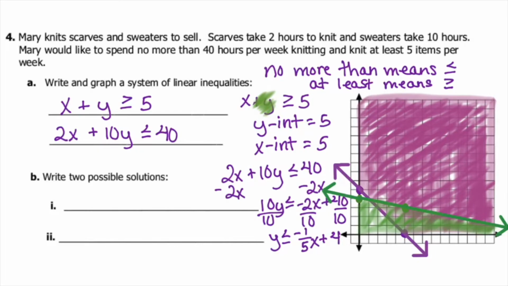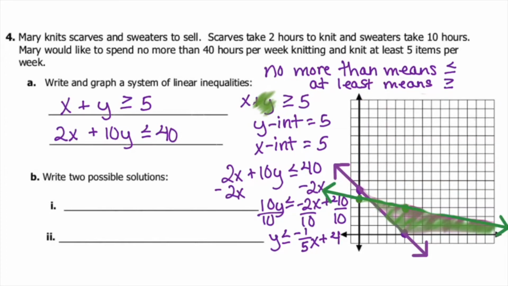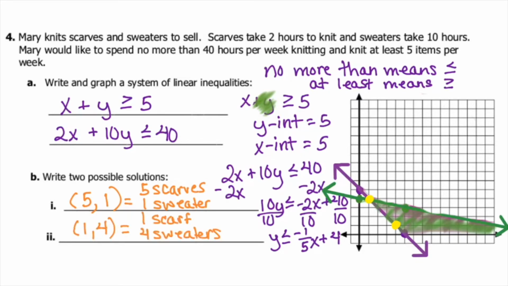You can see where the green and purple overlap, so I'm going to get rid of everything that is not green or purple so you can see where the double shaded area is. And then the next question says, what are 2 possible solutions? So we could do one on the line and then one at the intersection, because remember, if they are both solid lines, the point of intersection is also a solution. So 5 scarves and 1 sweater would be 5, 1, and 1 scarf and 4 sweaters would be 1, 4.